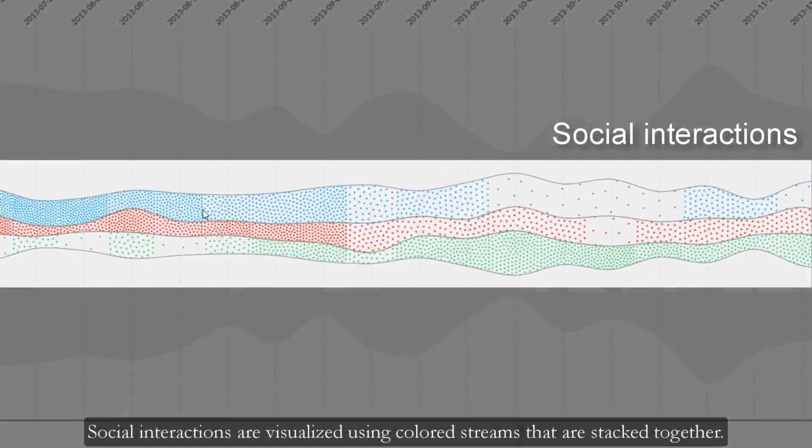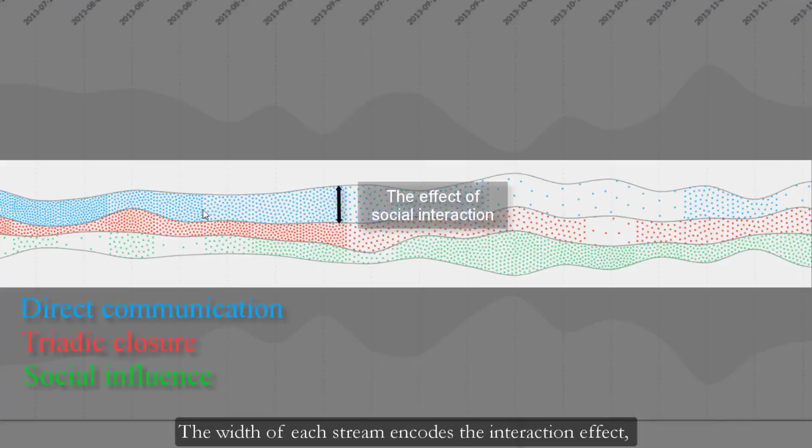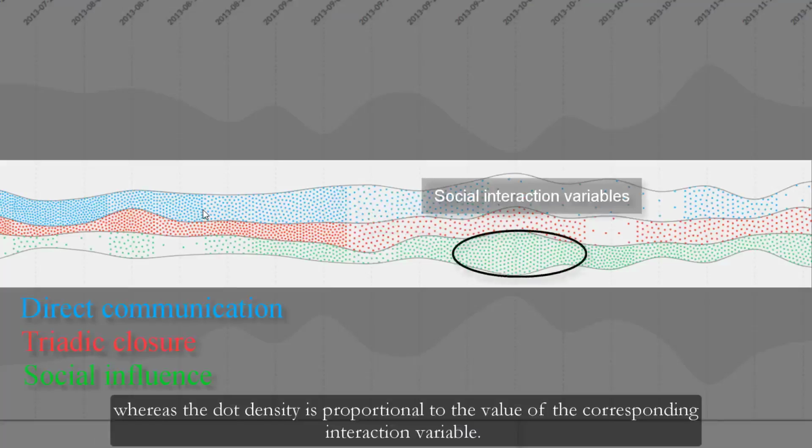Social interactions are visualized using colored streams that are stacked together. Blue, red, and green colors are used to encode direct communication, triadic closure, and social influence respectively. The width of each stream encodes the interaction effect, whereas the dot density is proportional to the value of the corresponding interaction variable.